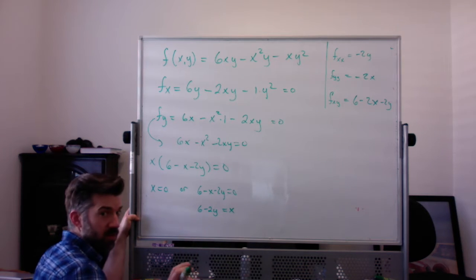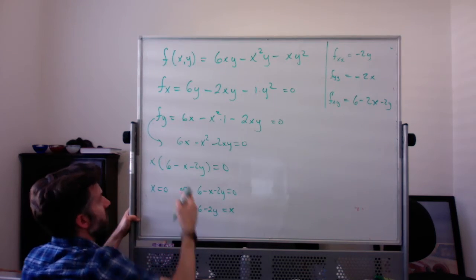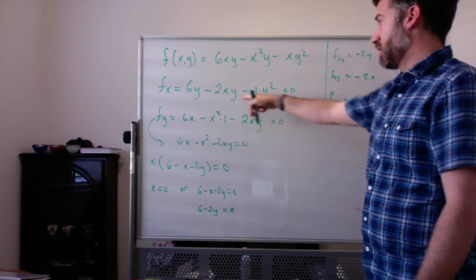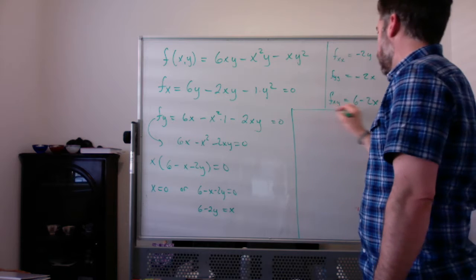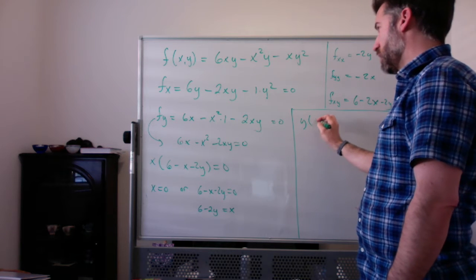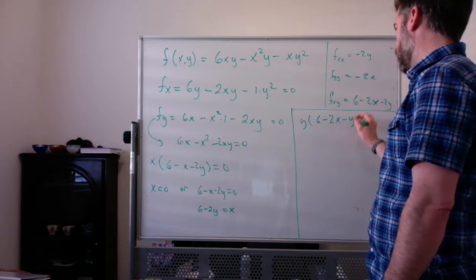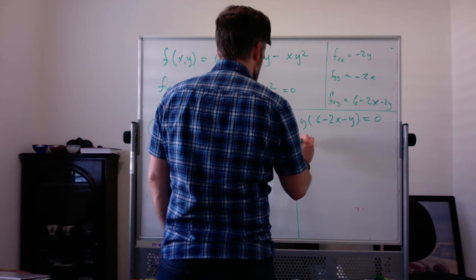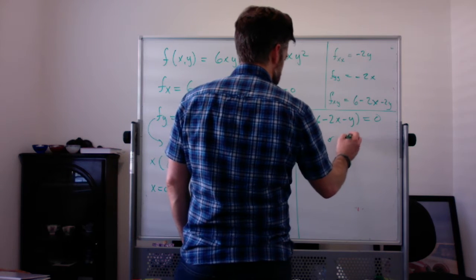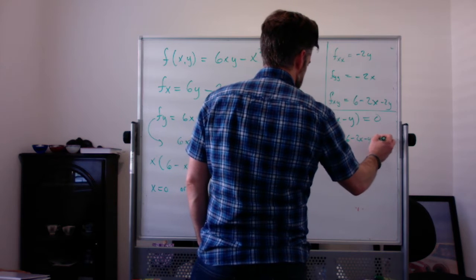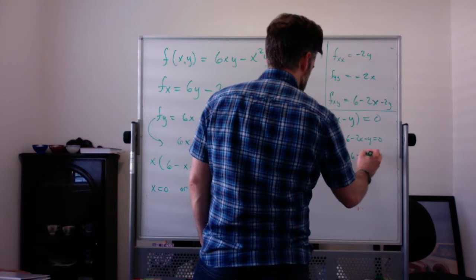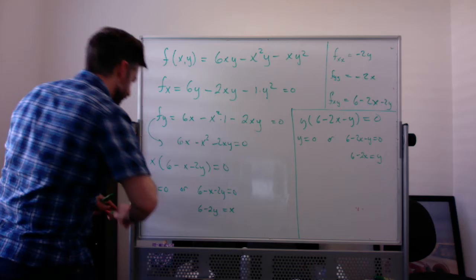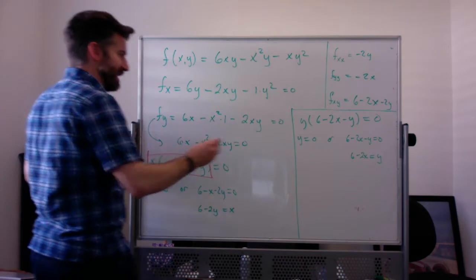Now again, these aren't critical points yet. These are just solutions to this second partial equal to 0. If we do the same thing here, I can factor out a y and say I've got y times 6 minus 2x minus y equal to 0. There definitely is some symmetry here between x and y. So here I get y equal to 0 or 6 minus 2x minus y equal to 0. Solving for y, you get 6 minus 2x equal to y. So again, both of these equations have to be 0 at the same time.